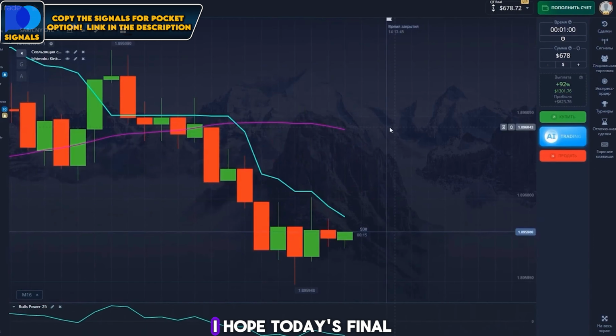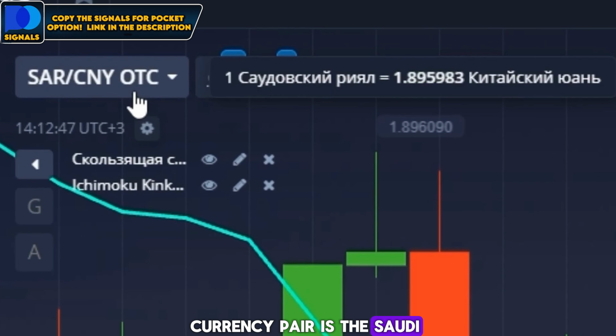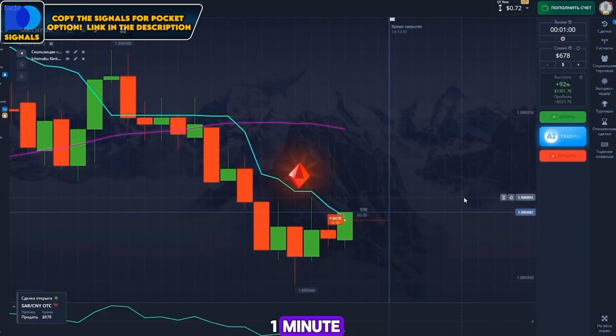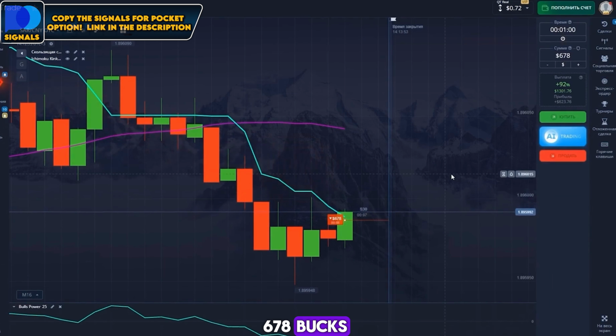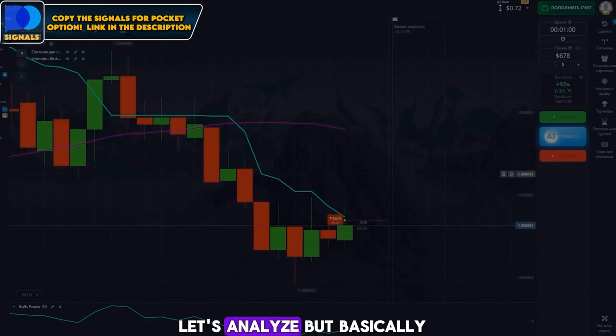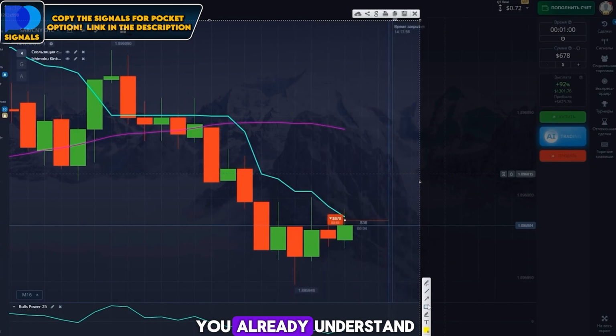So friends, I hope today's final currency pair is the Saudi Riyal, Chinese Yuan. We are opening a trade to decline for 1 minute with an amount of $678. Why did we open a trade to decline here? Let's analyze. But basically, I think most of you already understand the logistics of this indicator strategy.